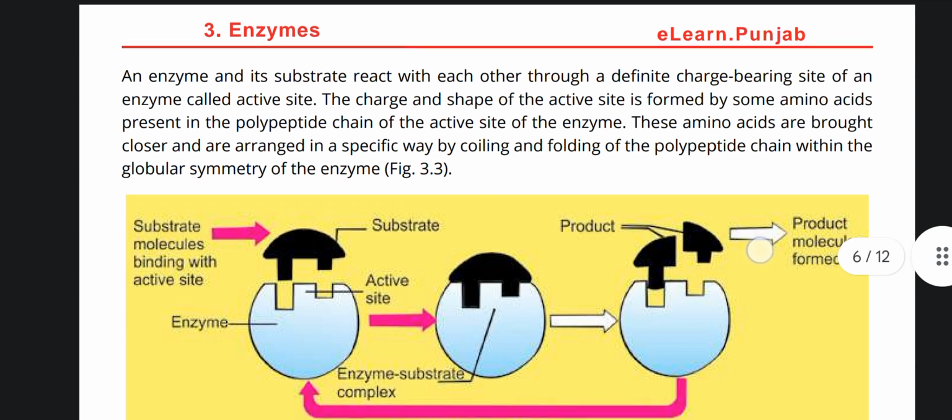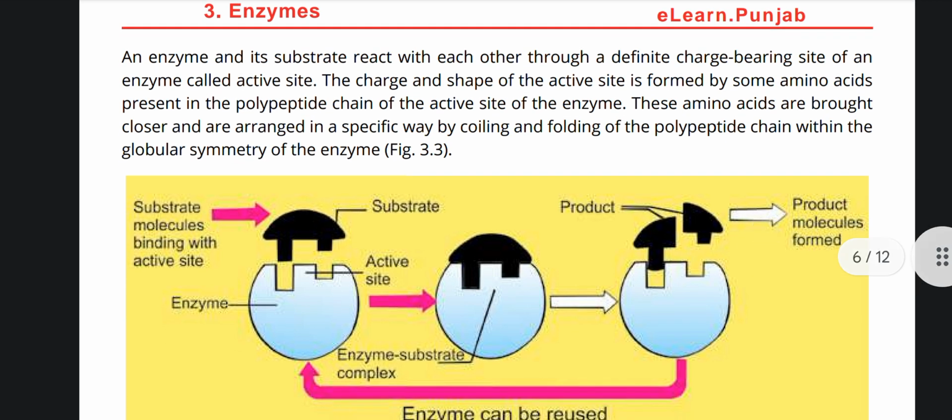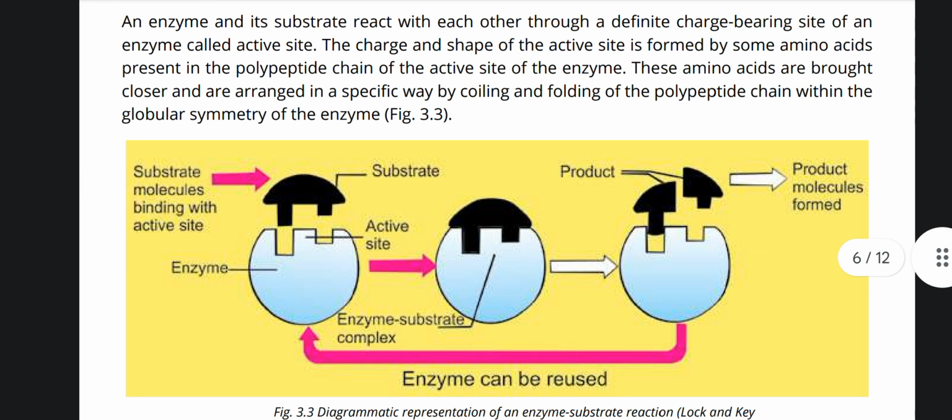An enzyme and its substrate react with each other through a definite charge-bearing site of an enzyme called the active site. The charge and the shape of the active site is formed by some amino acids present in the polypeptide chain of the active site of the enzyme. These amino acids are brought closer and are arranged in a specific way by coiling and folding of the polypeptide chain within the globular symmetry of the enzyme.